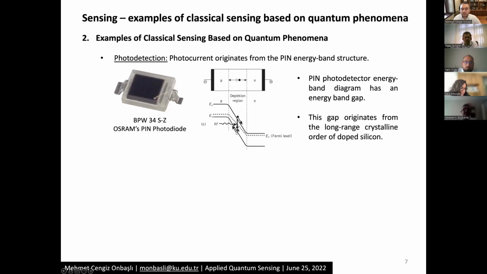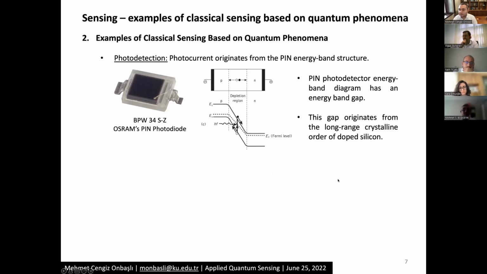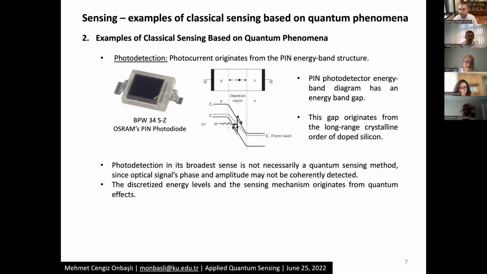And that's why we actually make use of this quantum mechanism to understand and achieve classical sensing. So here, photodetection in its broadest sense is not necessarily a quantum sensing method, since its optical phase and amplitude may not necessarily be coherently detected. So the key term here is the coherence.